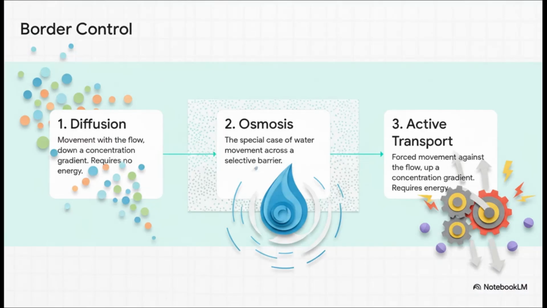So how do they do it? Well, cells have this awesome toolkit with three main methods to control who gets a visa. First, you've got diffusion. That's the simple go-with-the-flow method. Then there's osmosis, which is a special rule that applies only to water. And finally, active transport, the real powerhouse method for when you need to move things against the current. Let's break each one down.